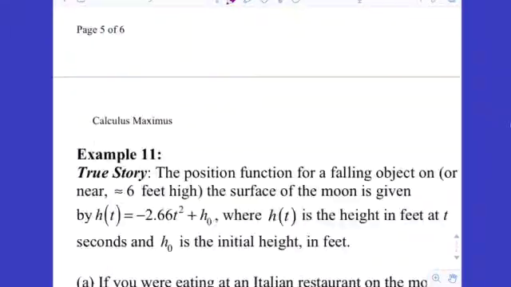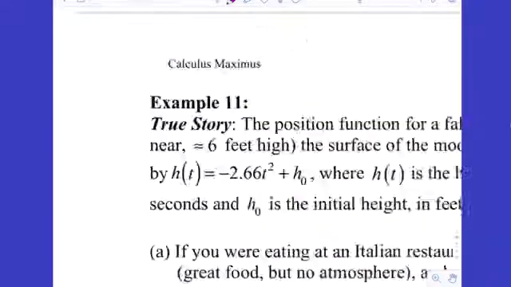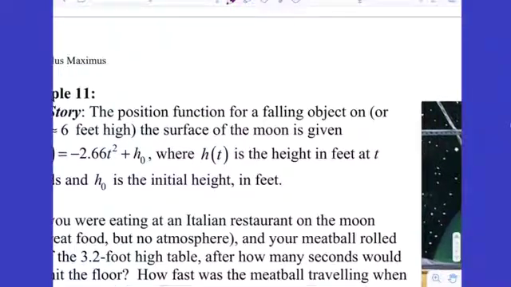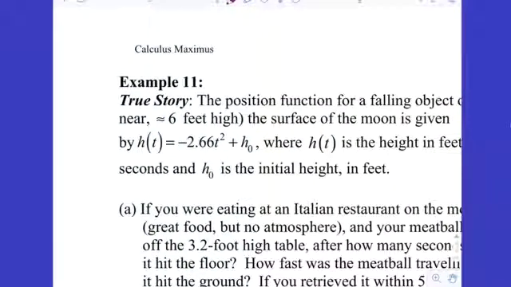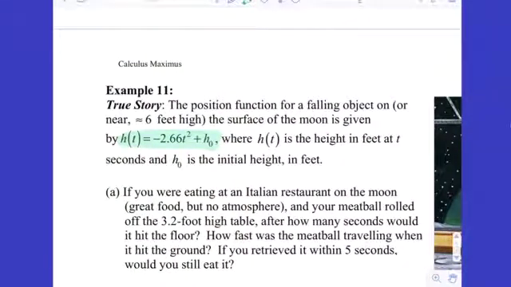All right. Example 11, true story. The position function for a falling object on or near 6 feet high on the surface of the moon. Anyone ever been there? No? Okay. Is given by this function. h of t is equal to negative 2.66 t squared plus h of 0, where h of t is the height in feet at t seconds, and h of 0 is the initial height in feet. So we have units here, feet and seconds.